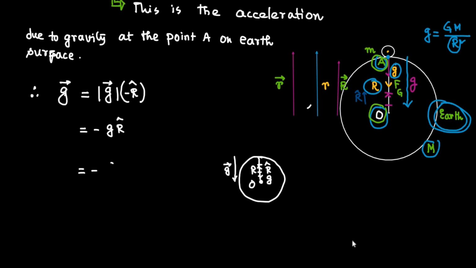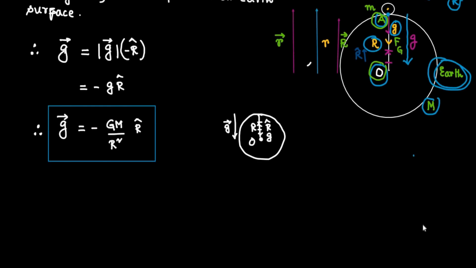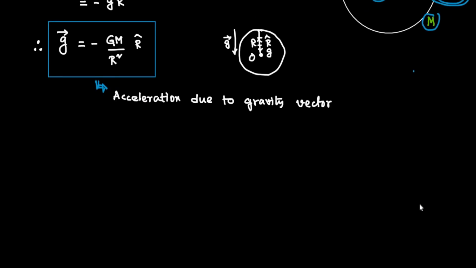So finally we get vector g equals minus GM by r square r cap. That is the expression of acceleration due to gravity, or expression of acceleration due to gravity in vector form.